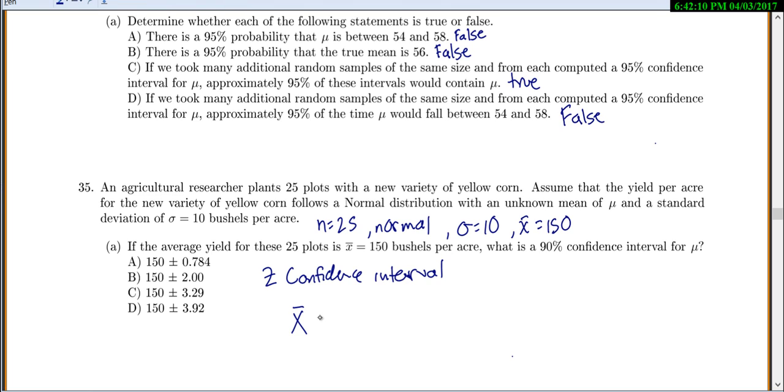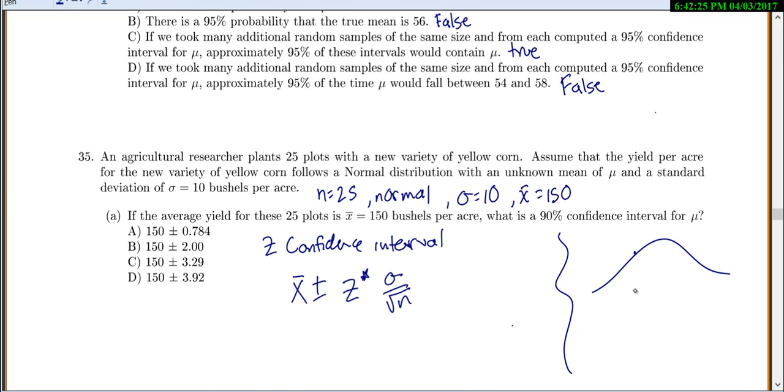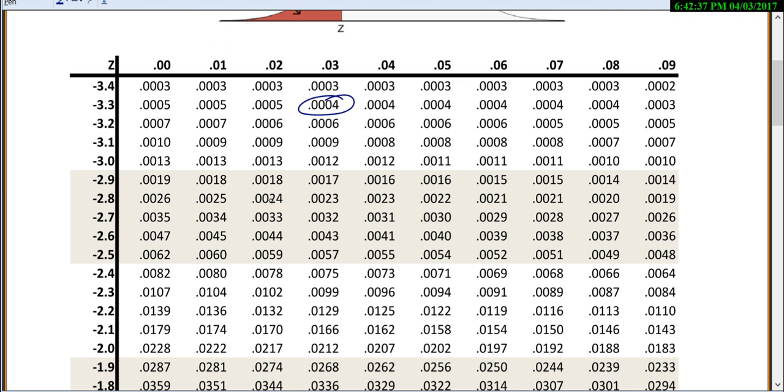So our formula for a 90% confidence interval is going to be x bar plus or minus z, and let's just call it z star because that's easier than the fancy notation, times sigma over square root of n. So let's come over here to find z star. We want a 90% confidence interval, so that means you'd have 0.9 in the middle. So with 0.9 in the middle, how much is left on each side? 0.05, right? So let's go to our normal table.